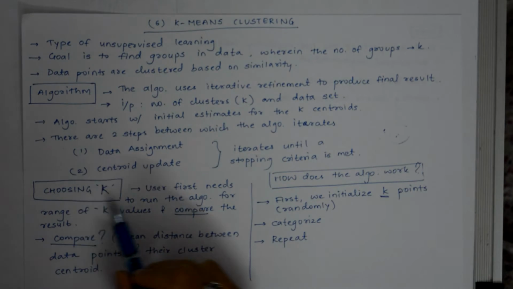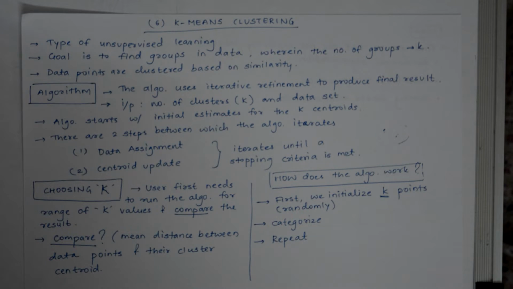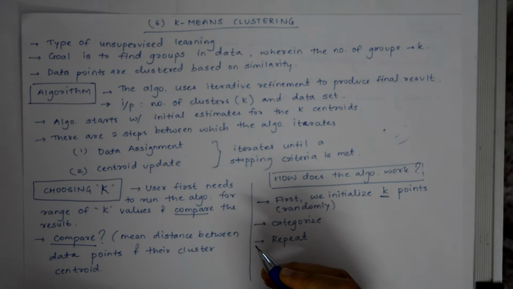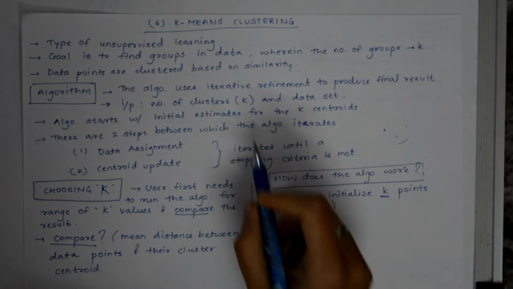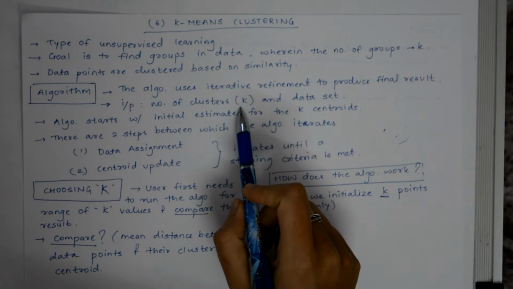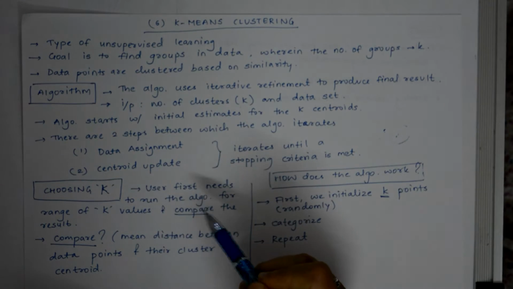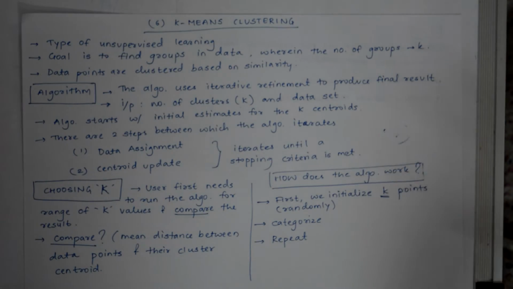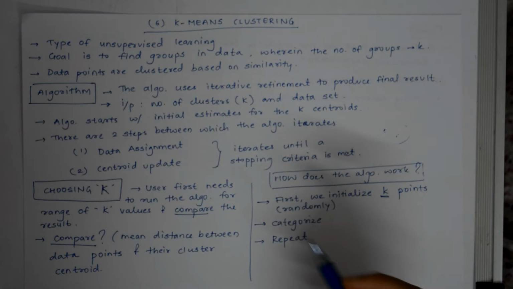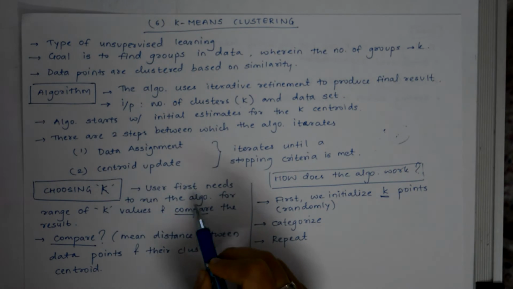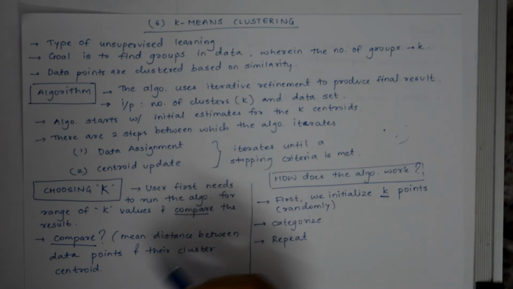Now, how do we choose the value of k? The algorithm that we talked about finds the clusters in the data set for a particular chosen value of k. But the user needs to run k-means clustering for a range of k values and compare the results. So before knowing the value of k, we need to run the algorithm for a range of k values and then compare the results.